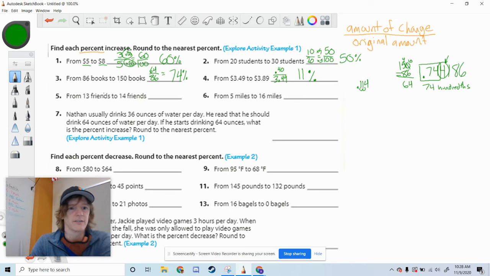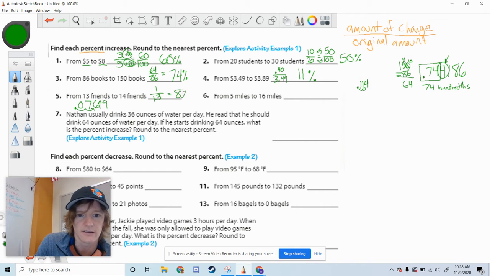The next one, going from 13 friends to 14 friends. You gained a friend. We're going up by 1. Our original amount was 13. So 1 divided by 13 is, here, I'm going to write it underneath this problem. We get 0.0769. So we'd move our decimal over 1 time, 2 times. So this looks like it's 7%. However, there is a 6 here, which is going to round this 7 up. So this is 8%.